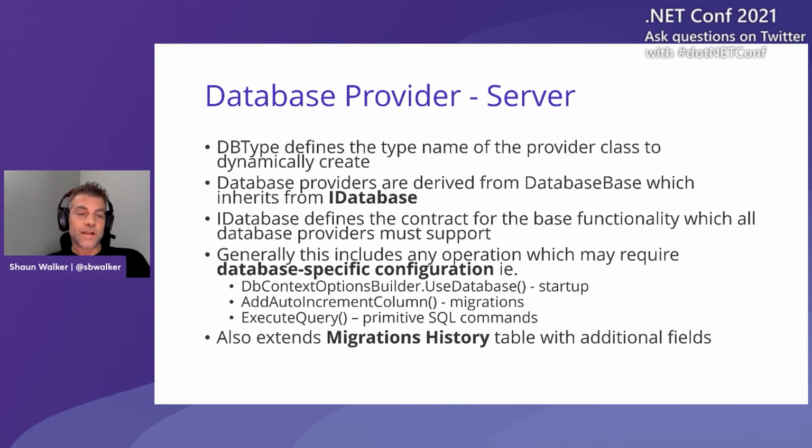On the server side, again, we have a type, which is used to reference a specific class that is going to be dynamically instantiated at runtime. The database providers are derived from a base class called DatabaseBase, which inherits from an interface called IDatabase. So we had to create a generic interface so that we have a contract that all database providers need to implement. And I guess the question that would be asked is, why did you have to create your own abstraction over something like EF Core, which already has its own abstraction?